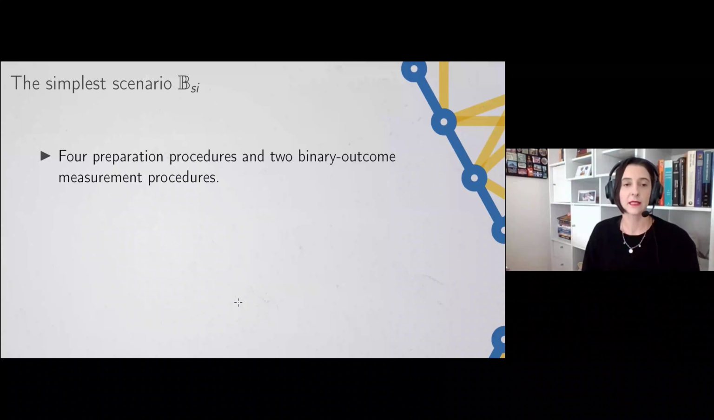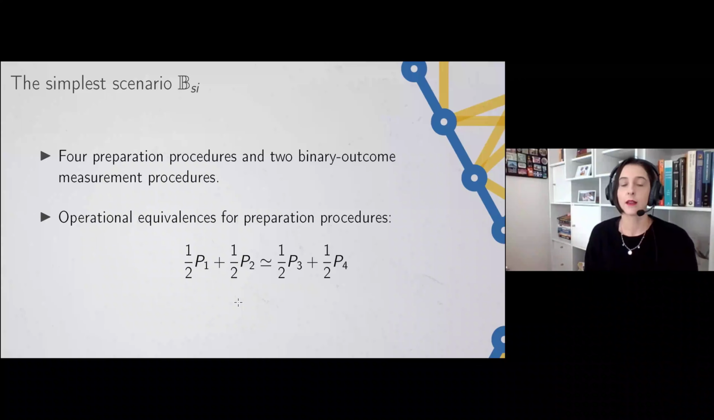Okay, so some examples that will be important later. The simplest scenario has four preparation procedures and two binary outcome measurement procedures. And we don't have any measurement equivalences, but we have these equivalences for the four preparation procedures.